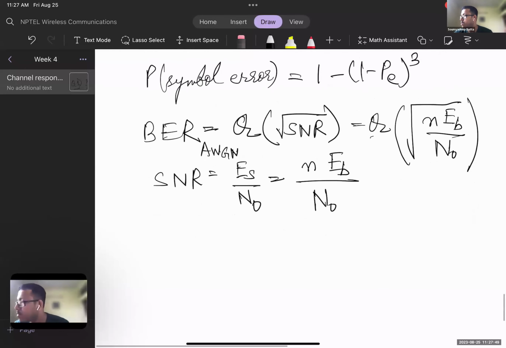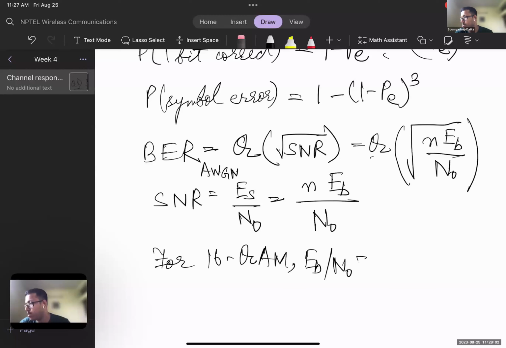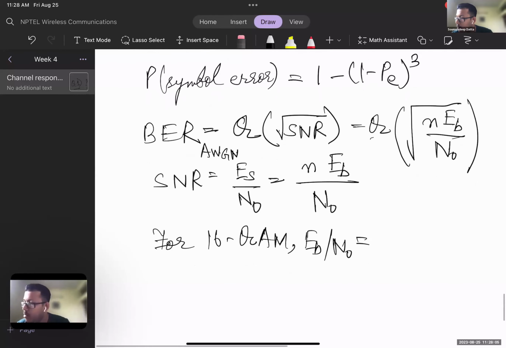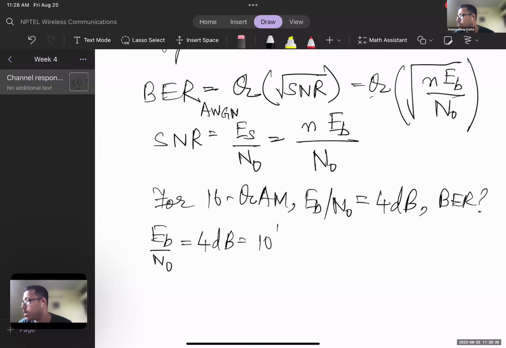So you will typically have questions like, for 16 QAM, you are told that EB by N naught is, I don't know, 4 dB. Find BER. So this is very simple to calculate. The first step is converting dB. You have to convert dB to linear scale. So 4 dB is nothing but 10 to the power 0.4.